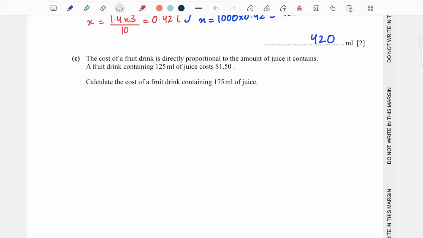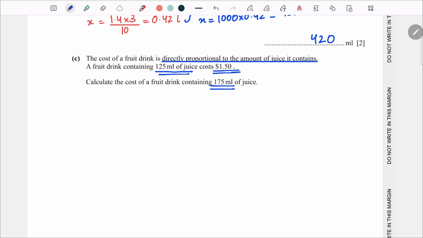In part C, the cost of a fruit drink is directly proportional to the amount of juice it contains. A fruit drink contains 125 milliliters of juice. It costs $1.50. Calculate the cost of a fruit drink containing 175 milliliters of juice.